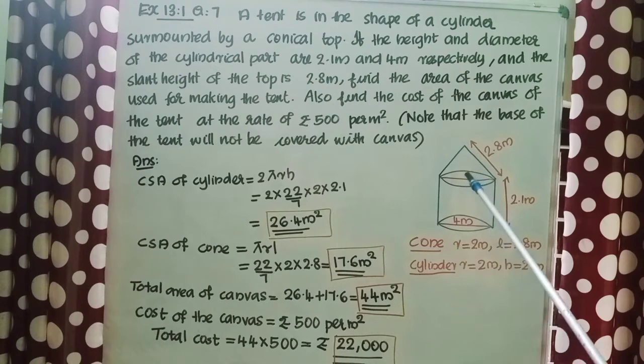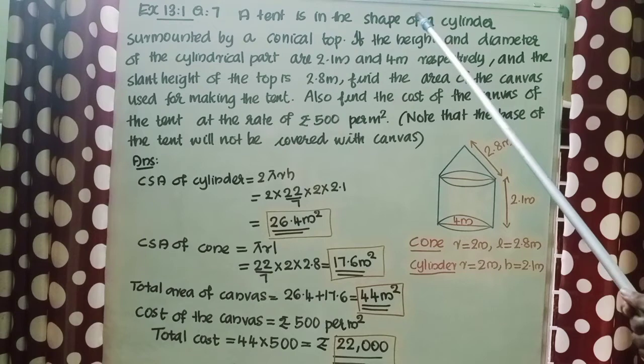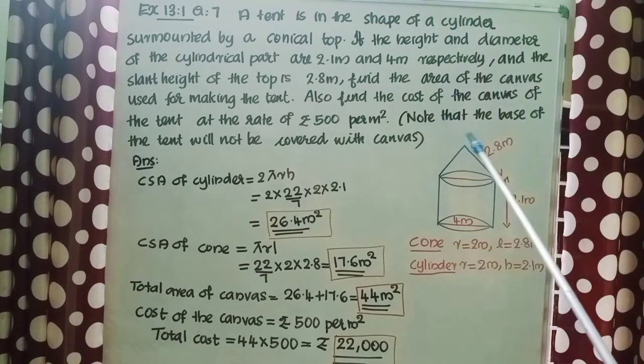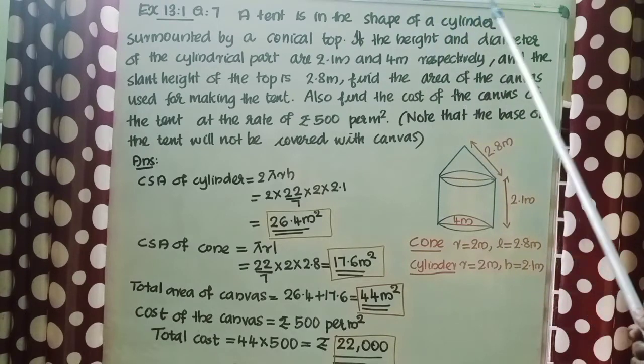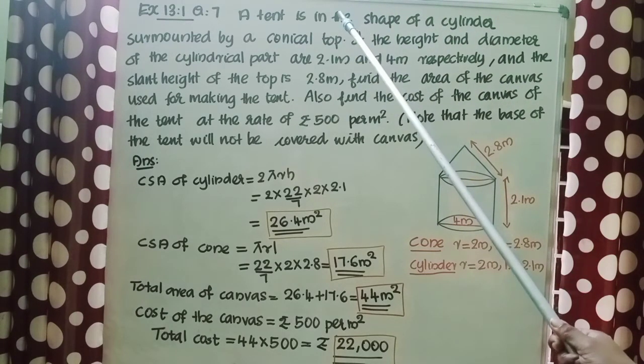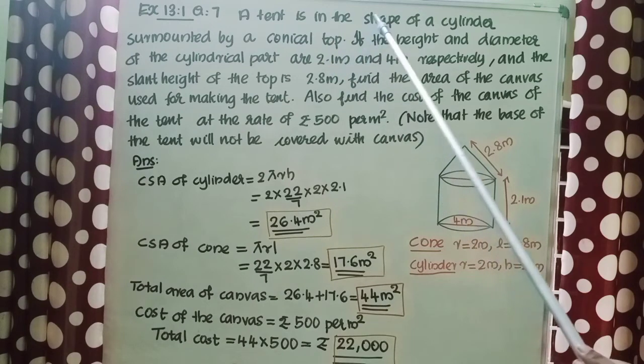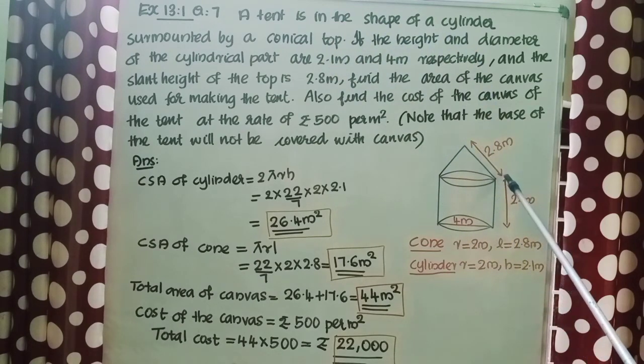So here I have drawn the figure. It is saying that a tent is in the shape of a cylinder surmounted by a conical top. So there is a cylinder and a cone. Here it is given the height and diameter of the cylinder are 2.1 meter and 4 meter. So height of the cylindrical portion is 2.1 meter. Diameter of the cylindrical portion is 4 meter. So radius is 2 meter.